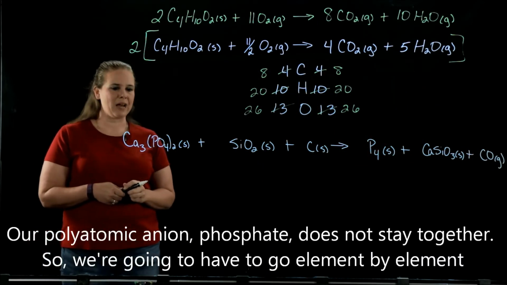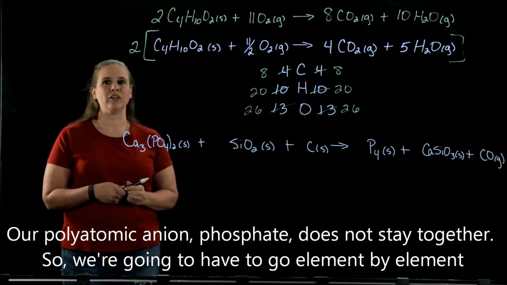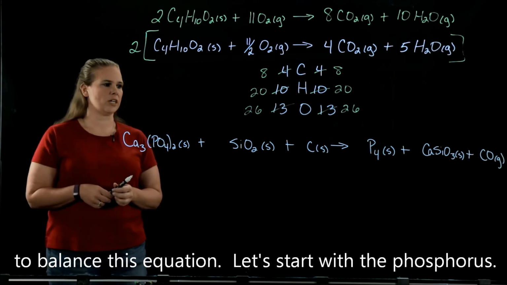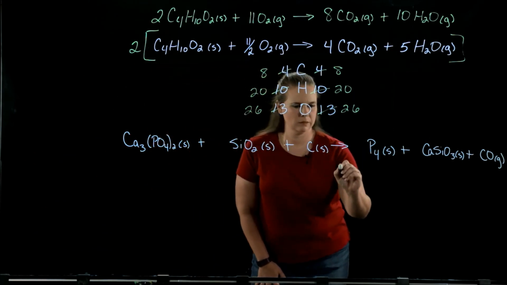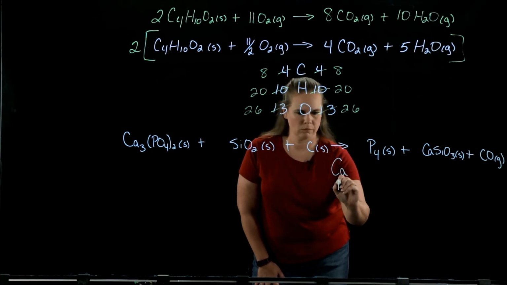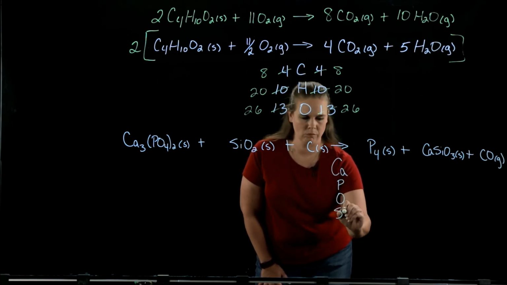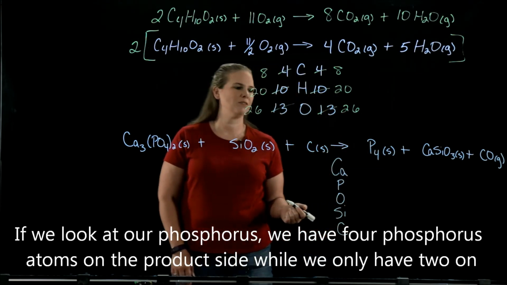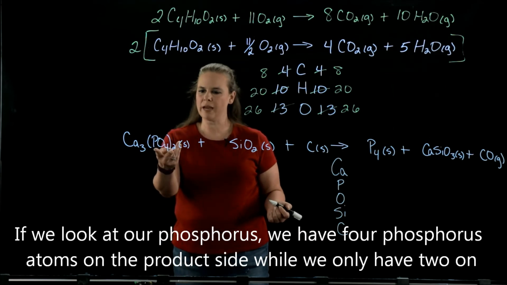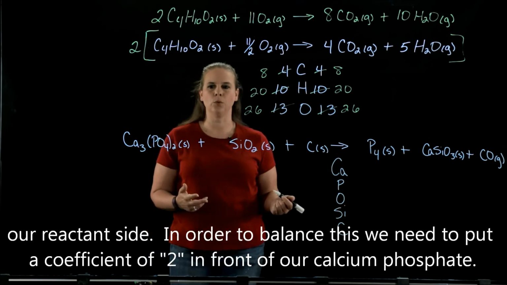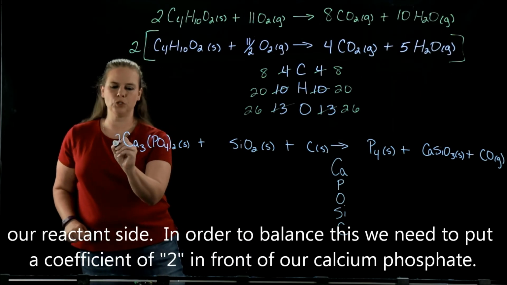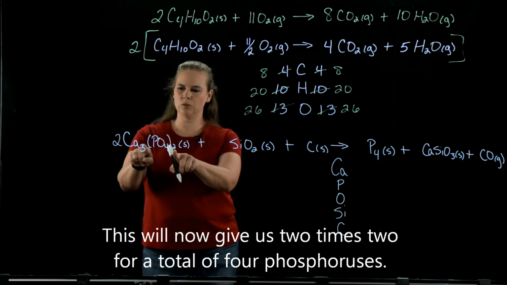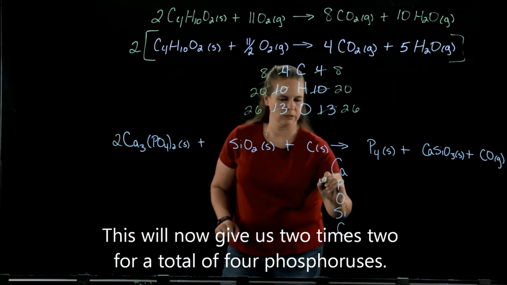Our polyatomic anion phosphate does not stay together, so we're going to have to go element by element to balance this equation. Let's start with the phosphorus. If we look at our phosphorus, we have 4 phosphorus atoms on the product side, while we only have 2 on our reactant side. In order to balance this, we need to put a coefficient of 2 in front of our calcium phosphate. This will now give us 2 times 2 for a total of 4 phosphoruses.